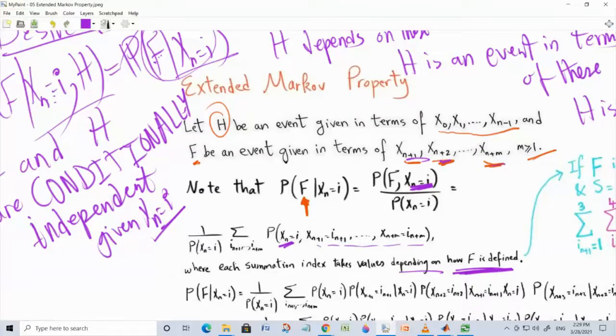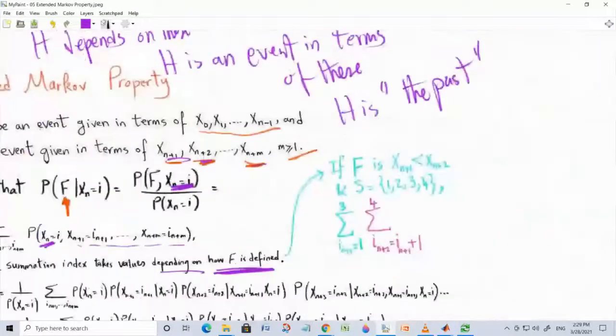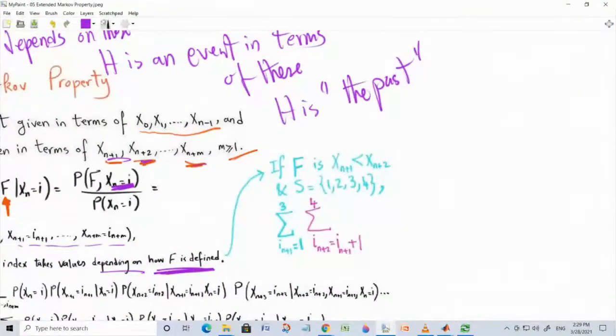Those sums will be defined based on how the event f is defined. Let me give you an example. Suppose that f is something that looks like this. Suppose that we are interested in the probability of X_{n+1} less than X_{n+2}, comma, X_n equal to r.